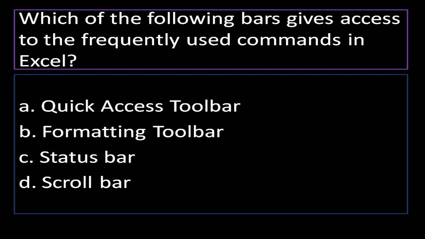Which of the following bars gives access to the frequently used commands in Excel? Option A, quick access toolbar. Option B, formatting toolbar. Option C, status bar. Option D, scroll bar. And the right answer is option A, quick access toolbar.